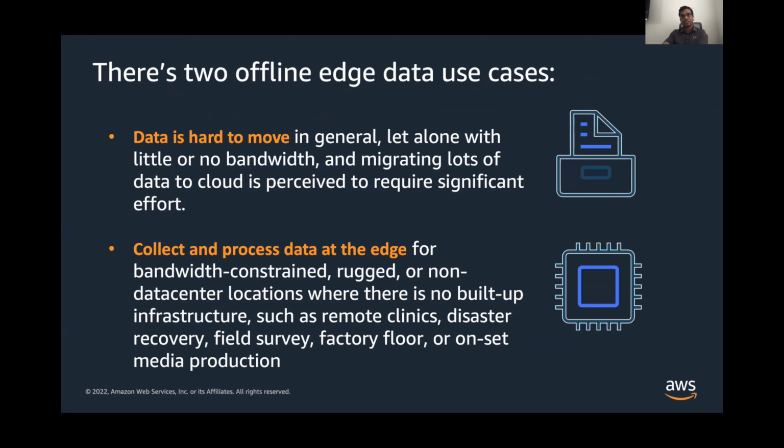So with those challenges, it really boils down to two use cases. First, data is hard to move with little or no bandwidth. And the second use case is to collect and process data at the edge under bandwidth constraints, like I said, in rugged, non-data center locations with no infrastructure, such as remote clinics, disaster recovery sites, factory floors, etc. These are the use cases that the AWS Snow Family addresses.